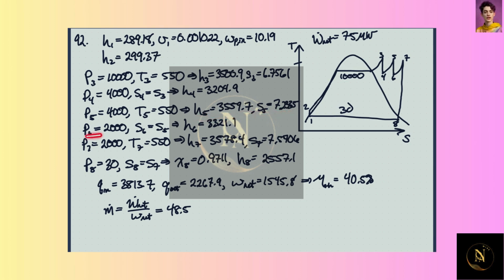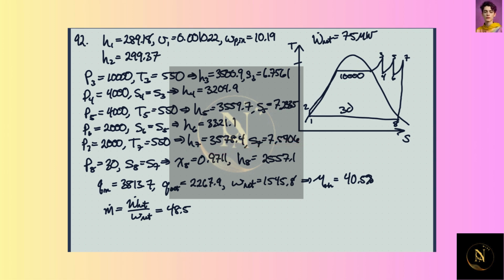And then at 6, we know the entropy is the same as at 5, and now the pressure is 2 megapascals, so we can get the enthalpy again. And then finally at 7, we know that the pressure is 2 megapascals and the temperature is back up to 550 degrees C, so we can get entropy and enthalpy again.